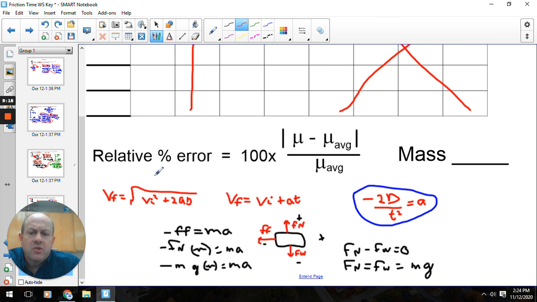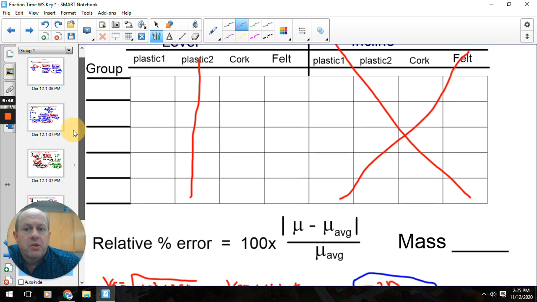If we take our two old school equations, solve them for VI, and set them equal to each other, that allows us to do some pretty crazy algebra, but come up with this equation here in the blue. That's a derived equation, negative 2d over t squared equals a. That will allow you to use the distance and time from your lab to solve for acceleration, which would be negative, and that makes sense because we were slowing down.